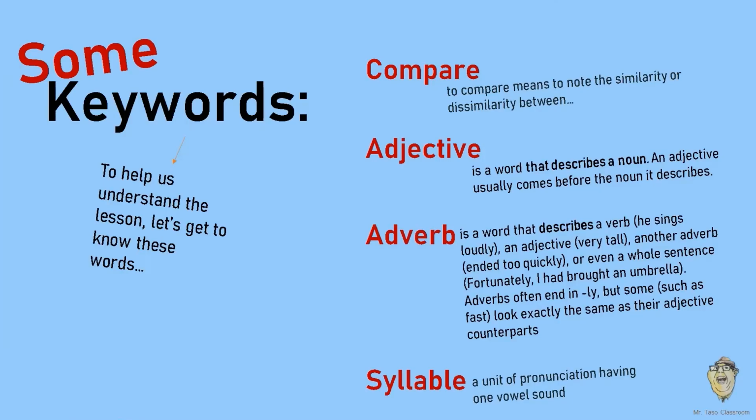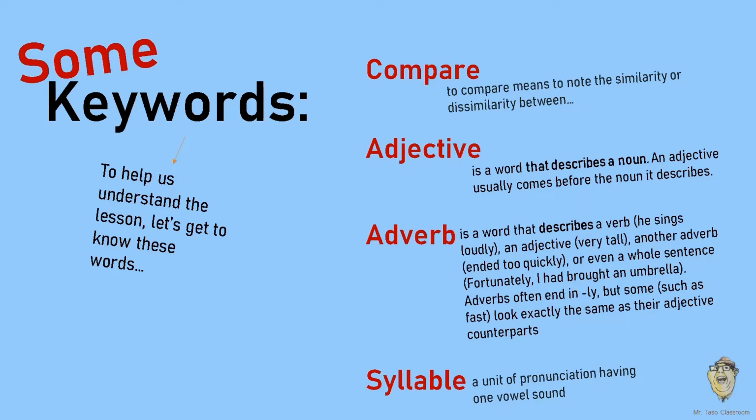Some keywords. To help understand the lesson, let's get to know these words. Compare. To compare means to note the similarity or dissimilarity between things or people. Adjective is a word that describes a noun. An adjective usually comes before the noun it describes.